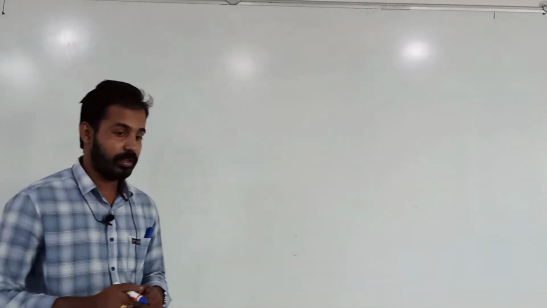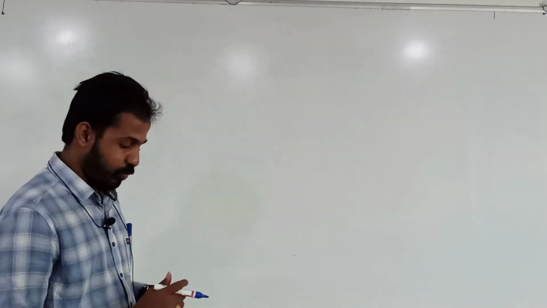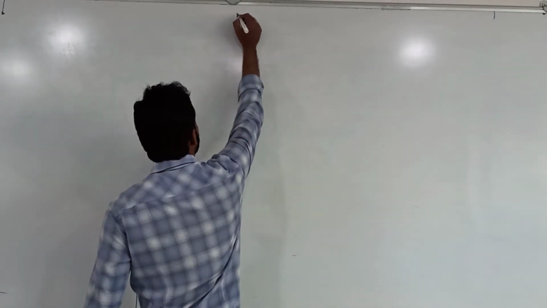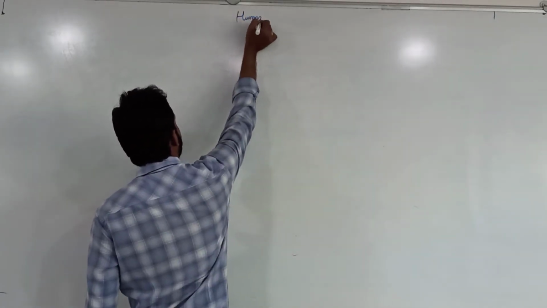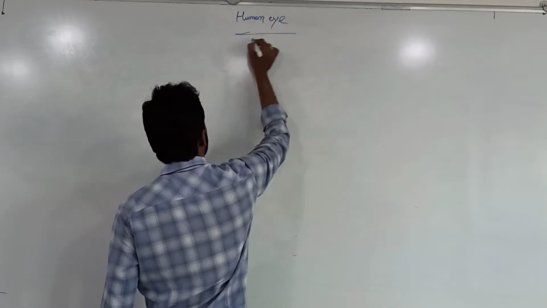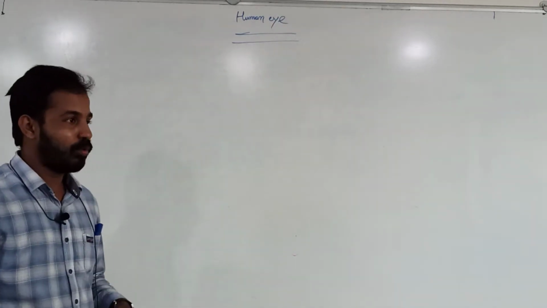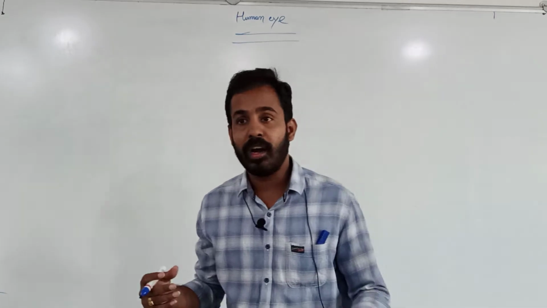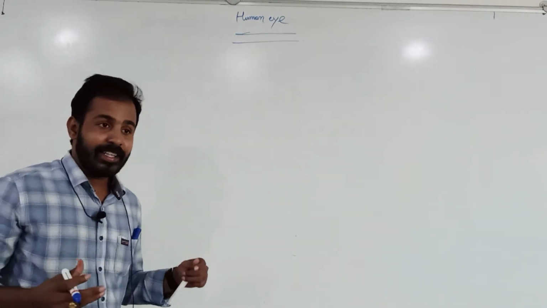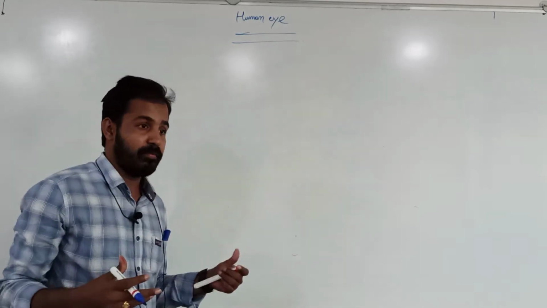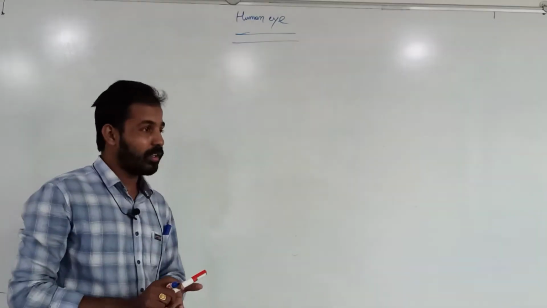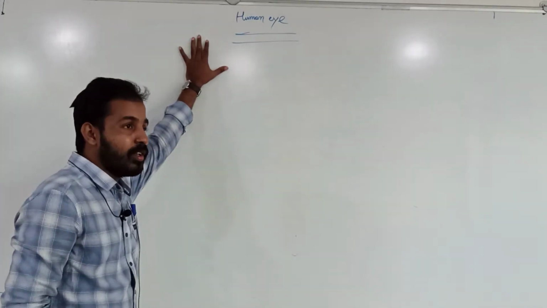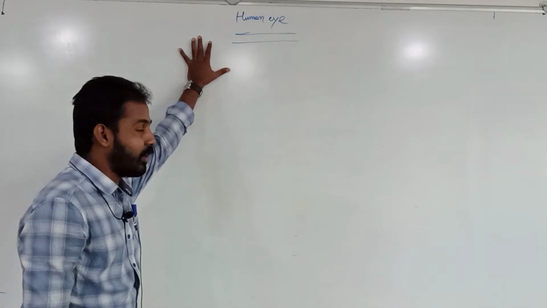Today I am going to discuss the chapter Human Eye. So today let's begin with the chapter Human Eye. The human eye is the very sensitive part of our body. We can't even keep our eyes closed for 15 minutes, so we have many problems. The human eye is the most sensitive part of the body. So now we are going to discuss the human eye.